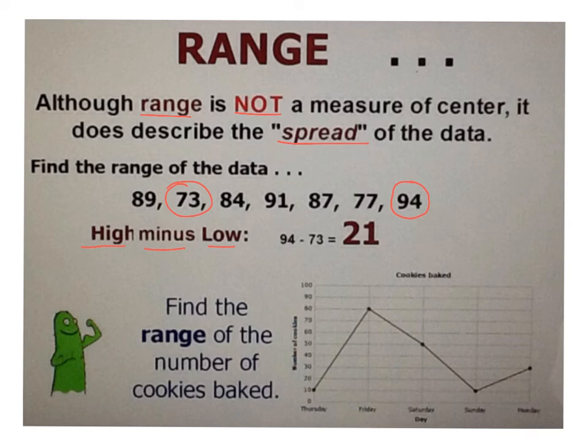Now let's look at our graph here. It says find the range of the number of cookies baked. So on one day, 10 cookies were baked and another 80. So the lowest number was 10 and the highest number is 80. So our range is going to be, you guessed it, 80 minus 10, which is 70. And that's how you find the range.